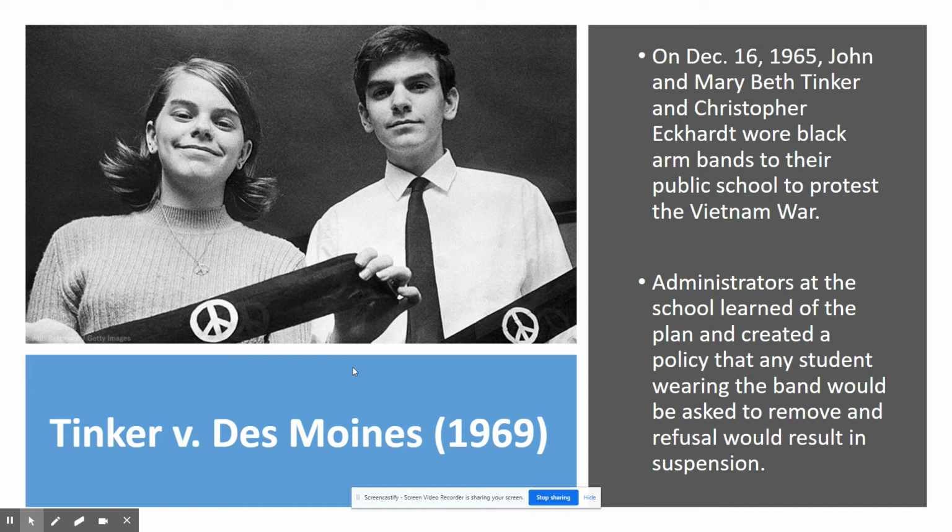So administrators within the school are going to learn about that plan and are going to then create a policy that any student wearing an armband would be asked to remove, and refusal to remove is going to result in suspension. So this is a question of, do freedom of speech protections apply to students in public schools? And is wearing that black armband considered speech within the meaning of the First Amendment?